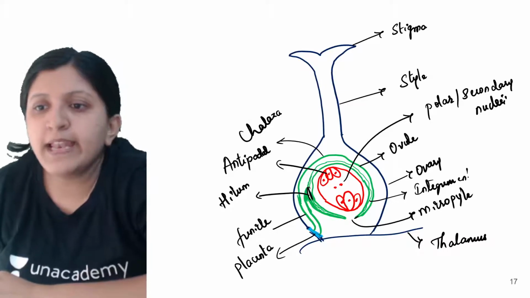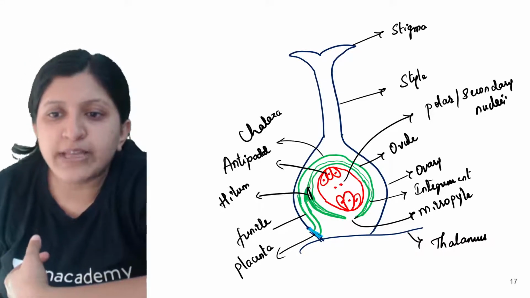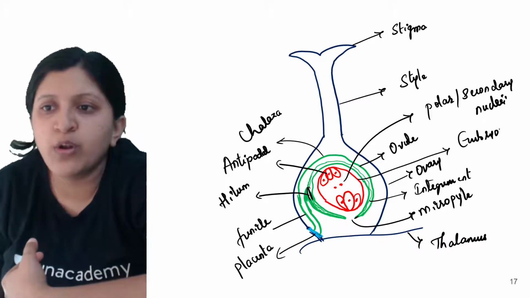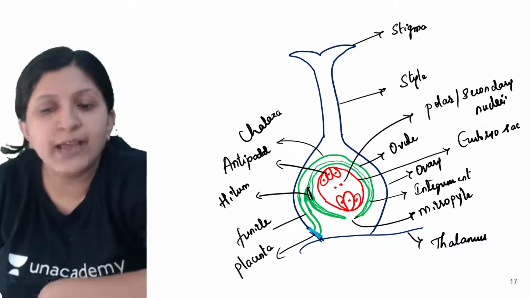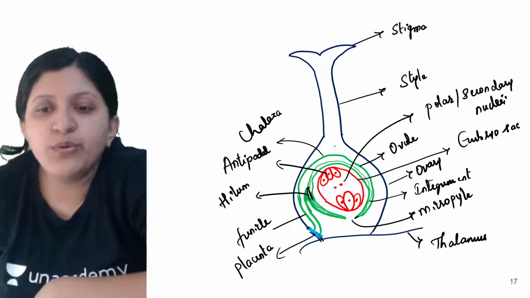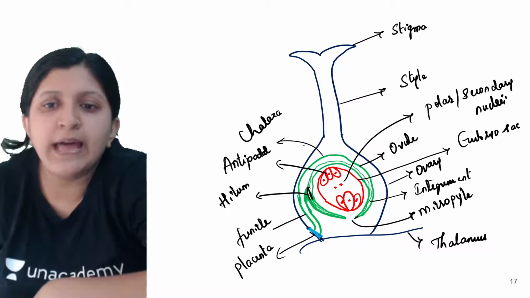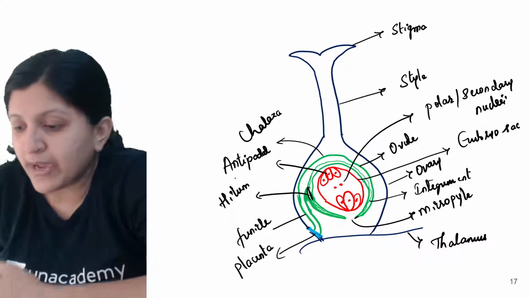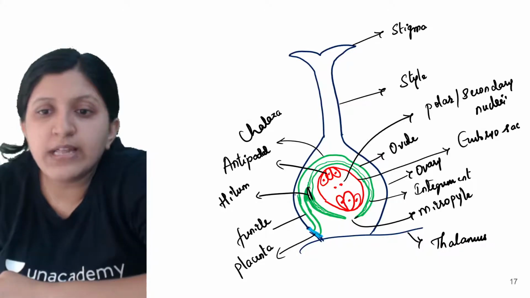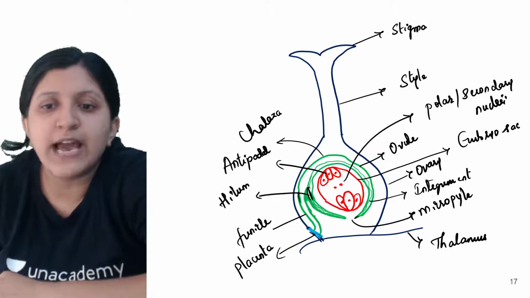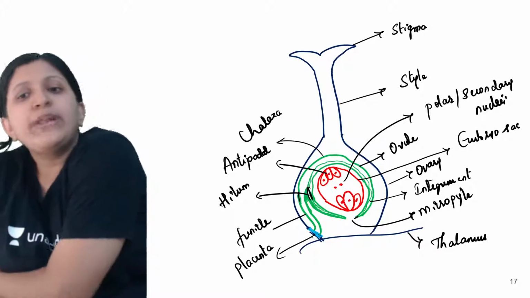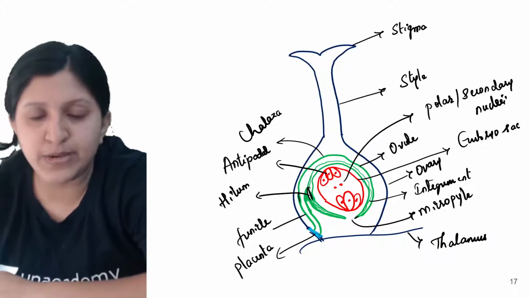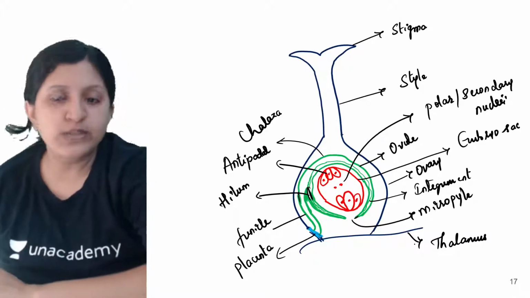Then inside the ovule you can find these red structures, which is basically the embryo sac. Opposite to the micropylar end you can find the chalazal end. At the chalaza you can find the antipodal cells. Funicle is just a stalk where you can see the attachment of the ovule inside the ovary, across the placenta. So this is a funicle, and a hilum is present. This is the whole structure.